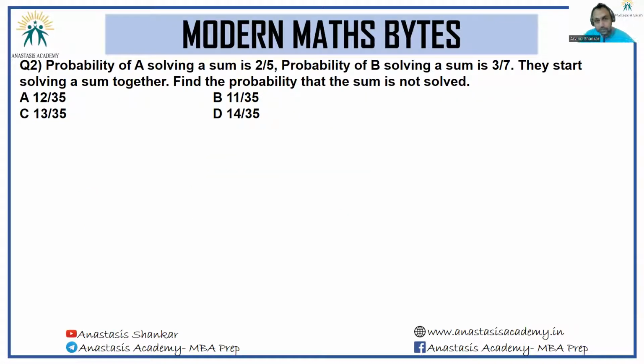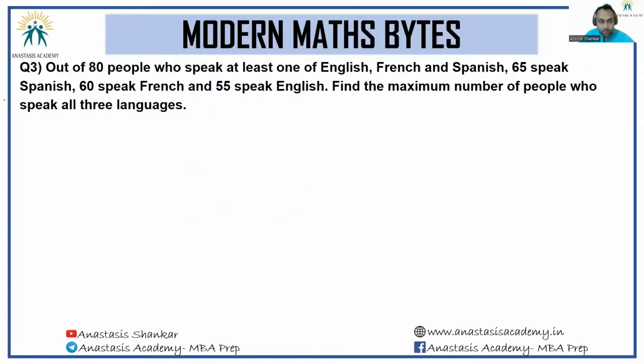Probability of A solving a sum is 2 by 5. Probability of B solving a sum is 3 by 7. They start solving a sum together. Find the probability that the sum is not solved. The sum is not solved would mean A is also not solving and B is also not solving. So we would need 3 by 5 into 4 by 7, or 12 by 35. So option A has to be the answer.